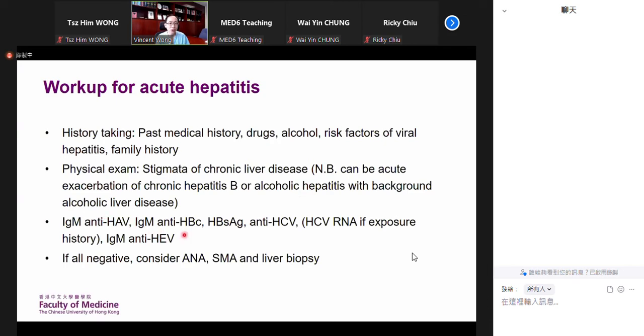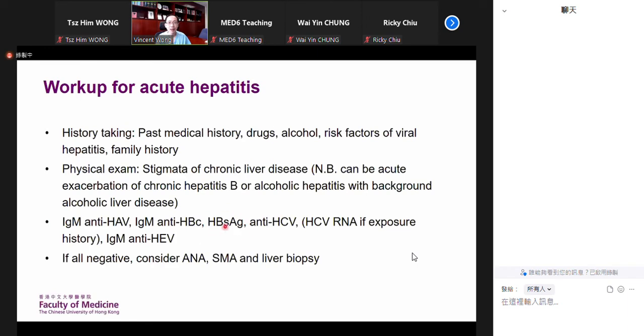Now for the initial workup, of course, checking for acute viral hepatitis is important, and you know that immunoglobulin M is for acute infection, whereas immunoglobulin G is for any exposure, so it can also be due to chronic diseases. So in any case, for hepatitis A, IgM anti-HAV, hepatitis E, IgM anti-HEV, very simple. Now, what is less simple would be hepatitis B.